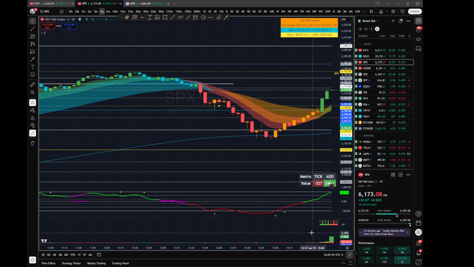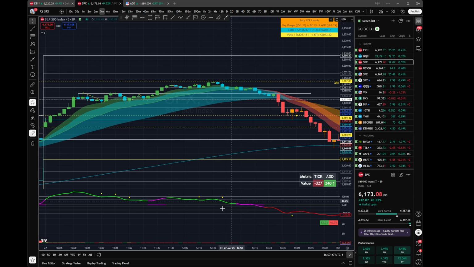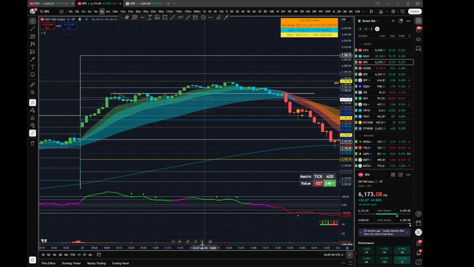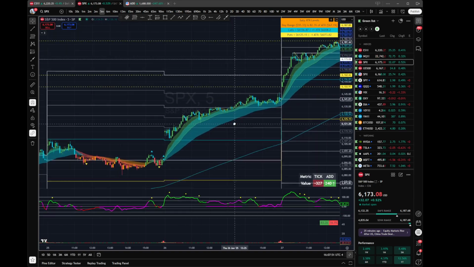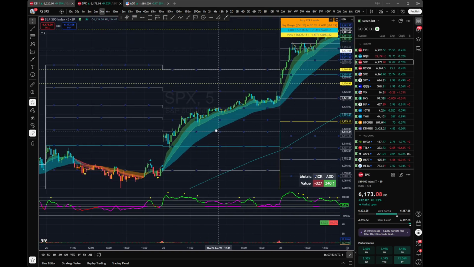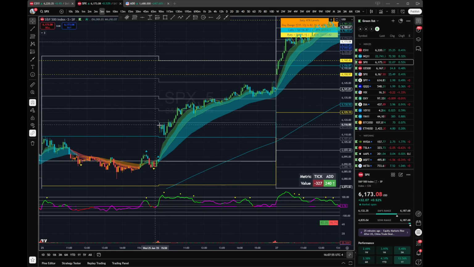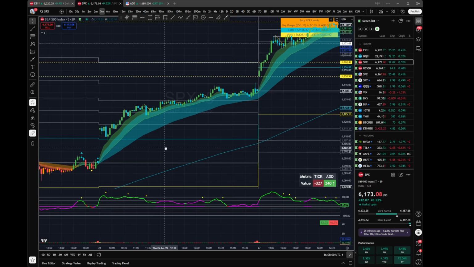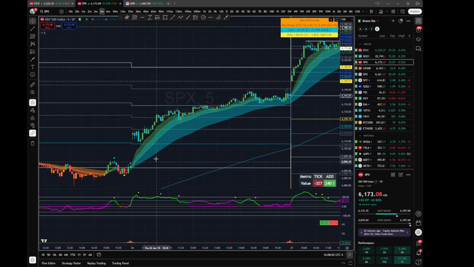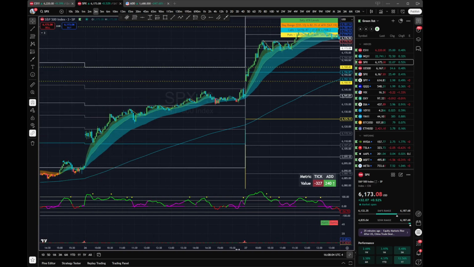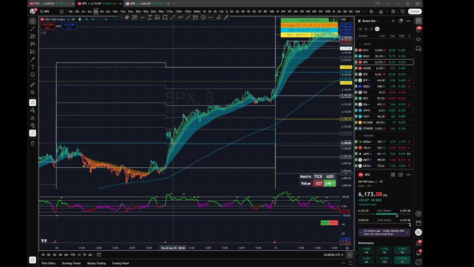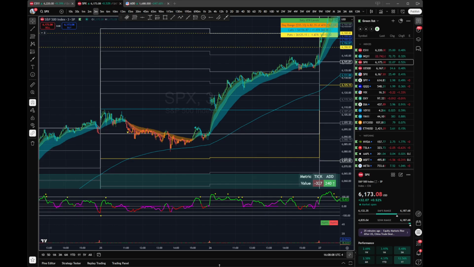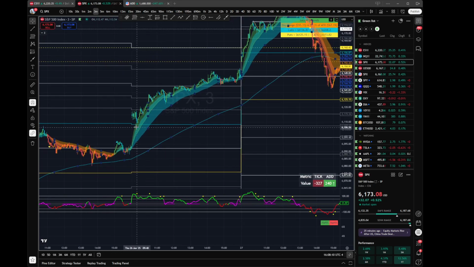And I like to pair it with Sadie's pivot ribbon. Yesterday, a lot of people probably thought that we might come down to fill the gap. Even I thought maybe. But I said I won't try it since on the 3 minute we opened at the call trigger, which is this blue line, and then we kept respecting this 3 minute ribbon.